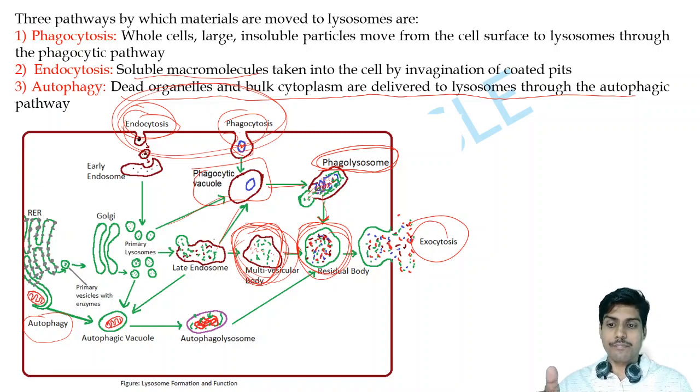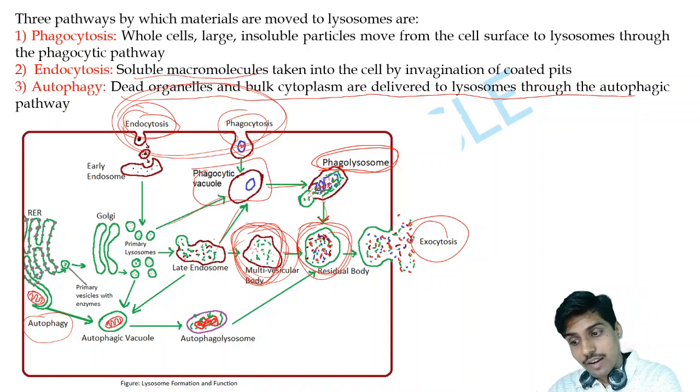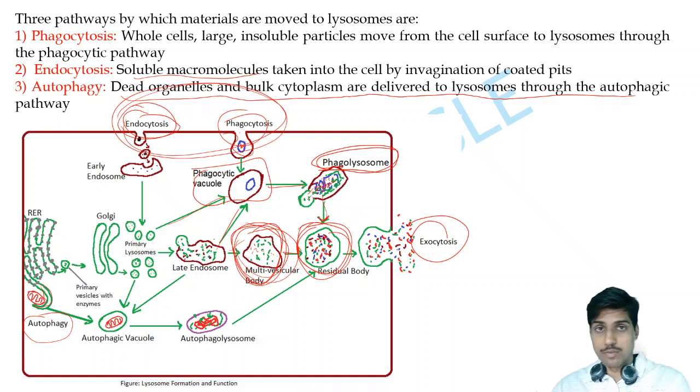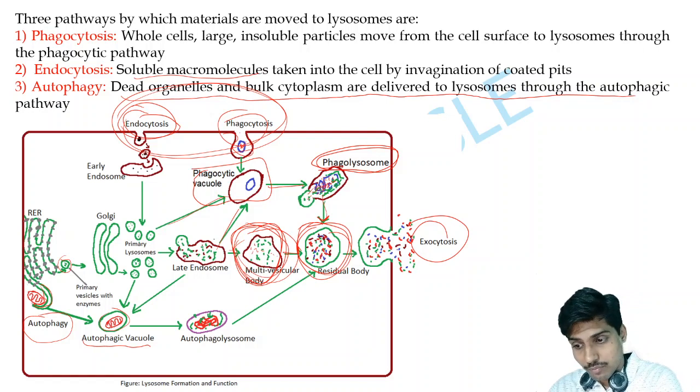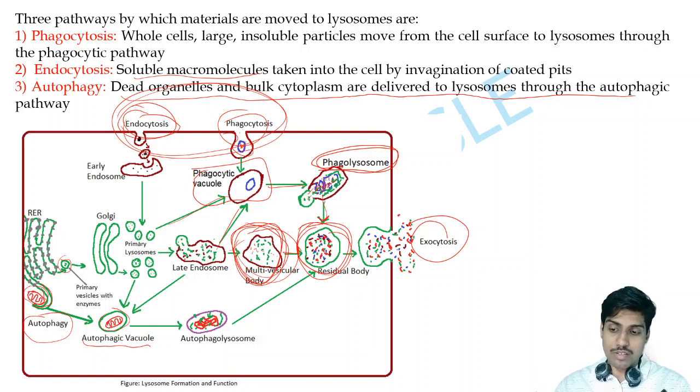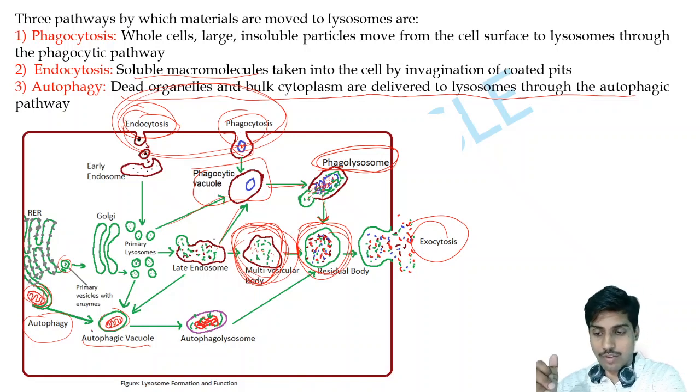So at that time, the rough endoplasmic reticulum plays an important role here. Okay. And what role does it play? It forms an autophagic vacuole. Okay. So we have already seen that the primary vesicle is formed out of the rough endoplasmic reticulum, right? And again, the membrane of this autophagic vacuole is formed out of the extended part of the rough endoplasmic reticulum. Okay, so it just autophagizes that mitochondria, and it forms the autophagic vacuole.